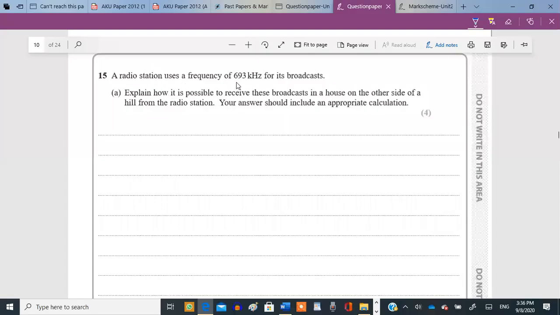They're saying that we have a frequency of 693 kilohertz, which it uses for broadcasting. And they're asking us how is it possible to receive these broadcasts in a house on the other side of a hill from a radio station, and it should include an appropriate calculation.